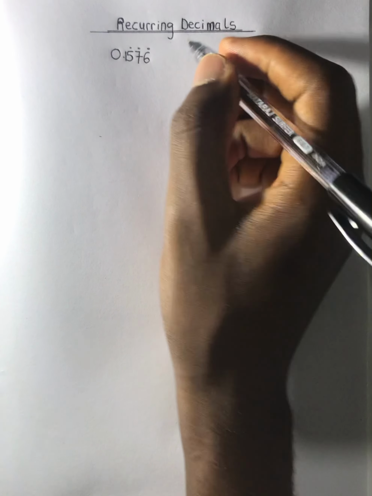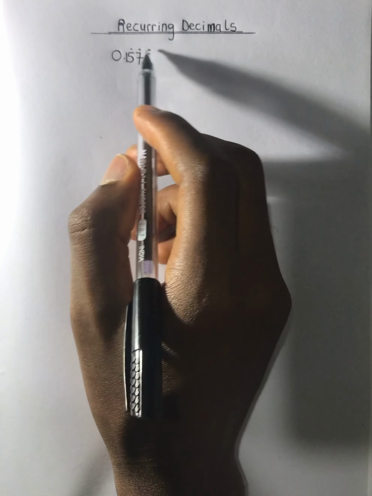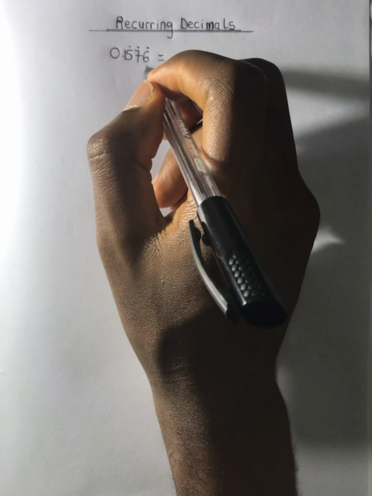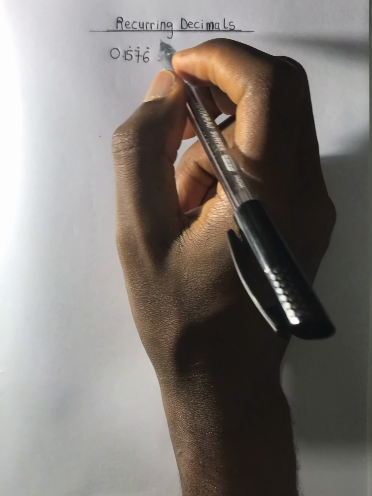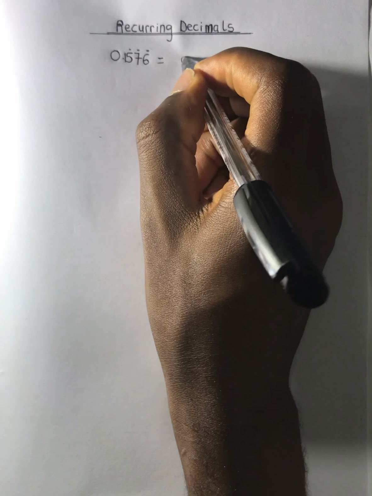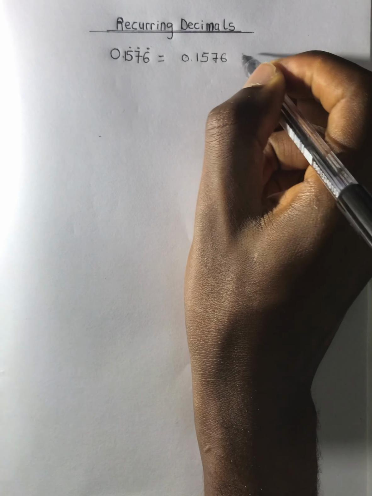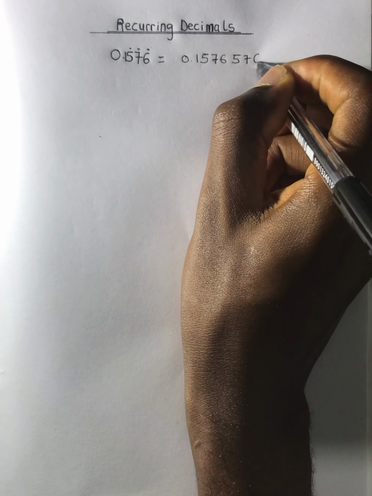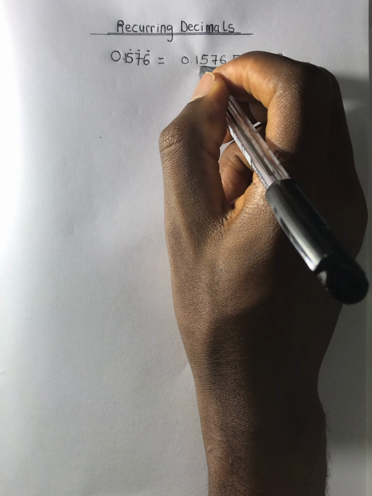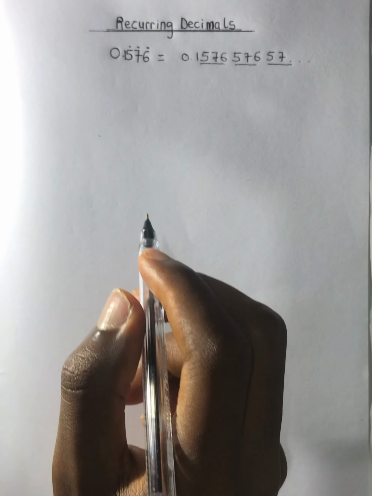So now, having the recurring decimal 0.1576 with three dots, what do these three dots mean? These three dots simply mean that the numbers on which the dots can be found are recurring. So 576 is recurring. This can also be expressed as 0.157657, and this goes on and on and on. So the 576 is recurring, the 1 is not recurring.